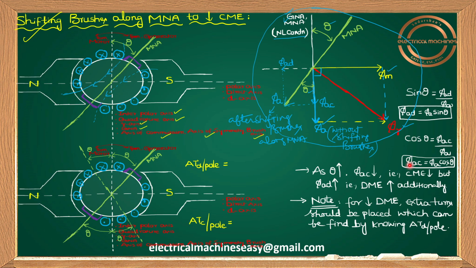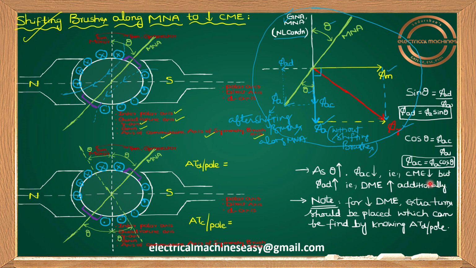That means pi AC will reduce. So as theta increases, pi AC reduces, which means the cross magnetism effect reduces. Whenever the cross magnetism effect reduces, I told you commutation will be improved and sparking at the brushes will be reduced. All those are important things. But the problem is, CME is reducing, but additionally your pi AD is increasing. That is a problem here: pi AD increases, so DME increases additionally.